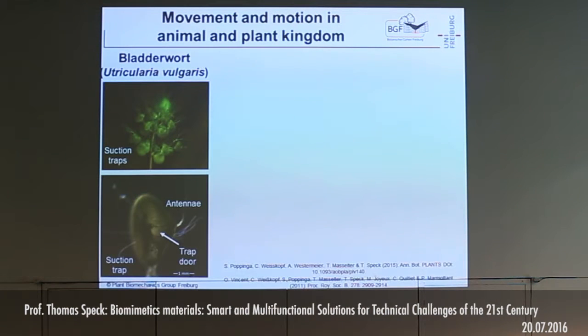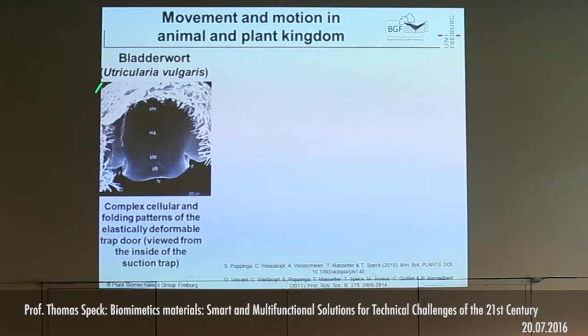On the other hand, you have very fast movements in plants. A nice example are bladderworts. Here you have a suction trap, and the trap sucks in small crayfish, and you have a trapdoor, and as the crayfish comes into contact with the antenna, which is a sensor organ, the trapdoor opens. The trapdoor is a very complicated system, several microns big. It has a complex cellular unfolding pattern and is elastically deformable. And this is a view from the inside of the trap on the trapdoor, and it folds away like a curtain in a theater and comes back within milliseconds.